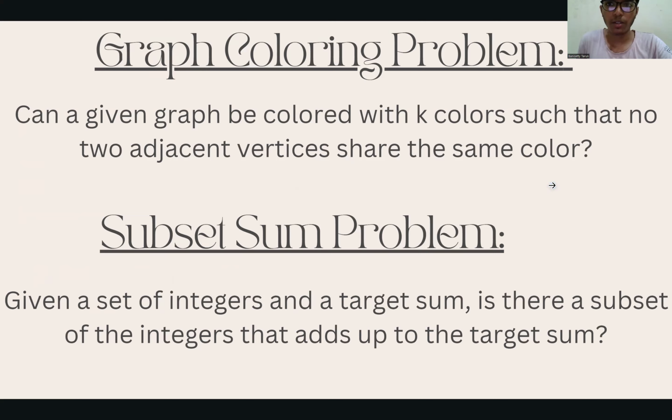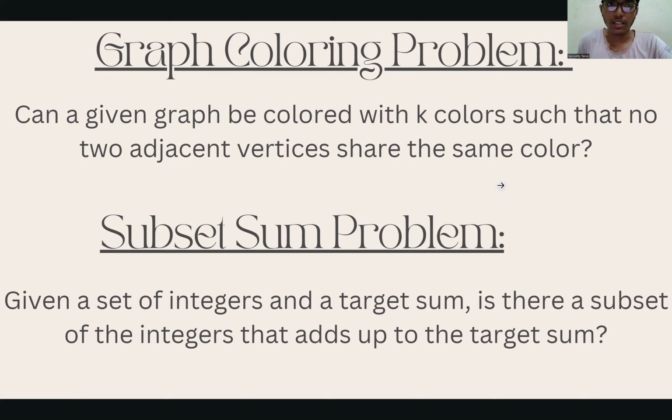The graph coloring problem is one of the examples of decision problems. In this problem, we will be given a graph and k colors, and we have to color the graph in such a way that no two adjacent vertices have the same color. A graph contains vertices and edges, and we have to color the vertices in such a way that no two adjacent vertices have the same color.